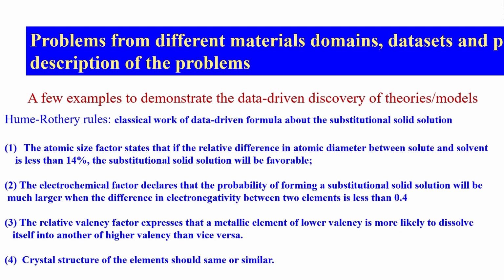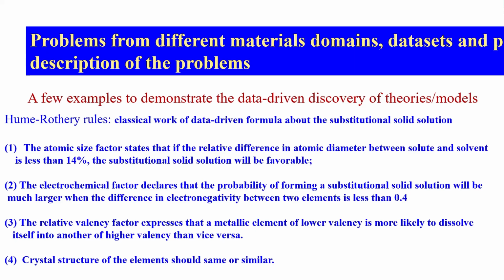Third, the relative valency factor. The lower valency metal is more likely to dissolve in the higher valency metal than vice versa. The valency is what? The number of outer electrons in the outermost shell, right? If the valency difference is large between two elements, they are unlikely to form solid solutions, because then what will happen? There will be electron transfer from one element to the other element, correct? That will lead to compound formation. That is not allowed.